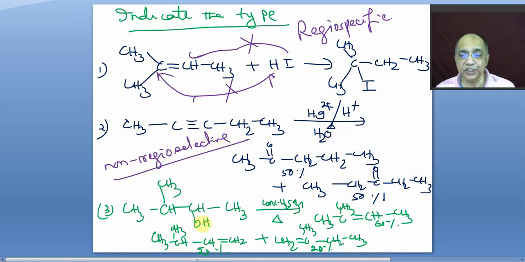What about this? This alcohol, when dehydrated by concentrated sulfuric acid, you are getting 60% of this, 20% of this alkene and 20% of this alkene. So there are three alkenes. This is the major product. Tell me what name you will give. Undoubtedly, since they are all structural isomers, this is regioselective because the products are in varying yields.